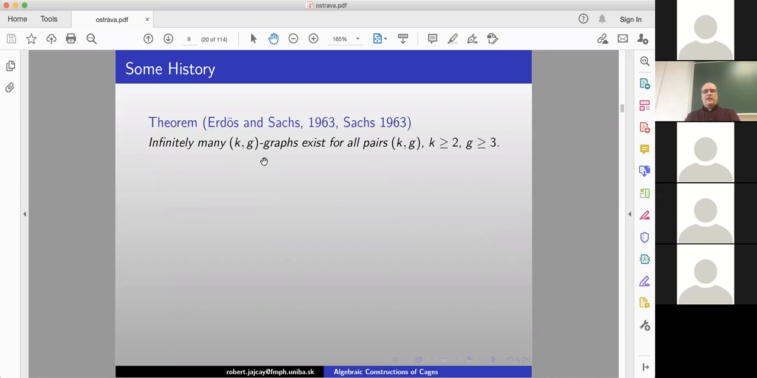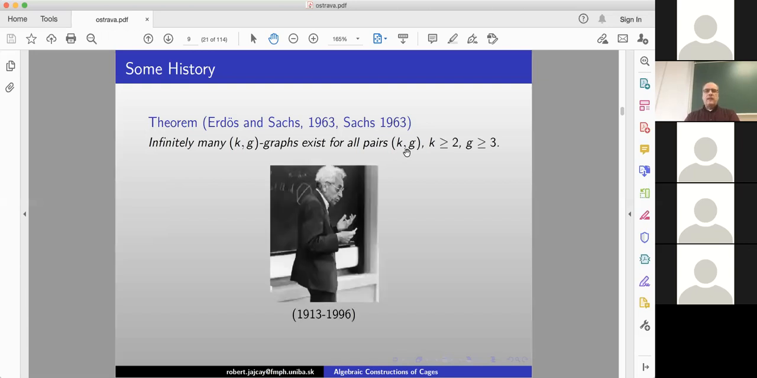Erdős also had his hands in this problem, and they proved with Sachs that there are infinitely many graphs with these parameters for any K and G. So the question is meaningful. It makes sense to look for the smallest one. It's fairly obvious that there will be a smallest one because there's a finite number of vertices. Okay, so here's Paul Erdős.